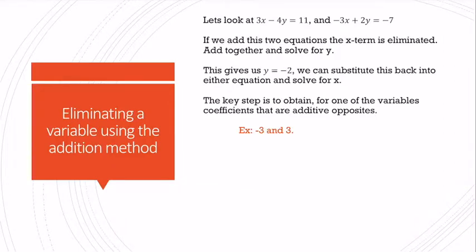So the last method for solving a system of linear equations is going to be the elimination method. We've already talked about graphing, substitution, and last but not least, we have elimination. Let's take a look at 3x minus 4y equals 11 and negative 3x plus 2y equals negative 7.